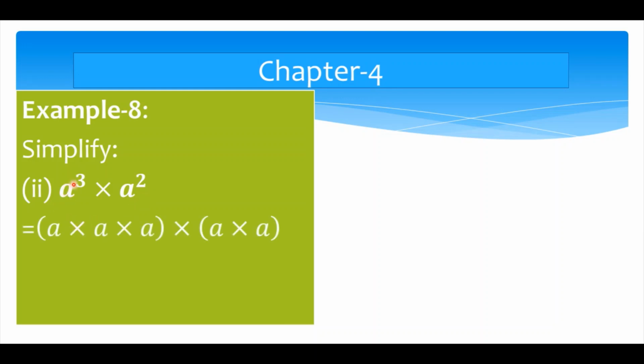A cube means how many A's here? A multiplied by A multiplied by A. That means 3 A's, and multiplied by A square. How many A's here? A multiplied by A. That means 2 A's. Now, if we write all the A's one at a time, we write A multiplied by A multiplied by A multiplied by A multiplied by A. How many A's here? 1, 2, 3, 4, 5. And we can write A to the power 5. That means A is the base and 5 is the index or power.